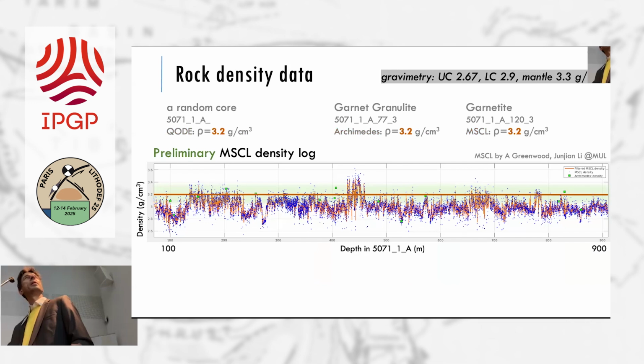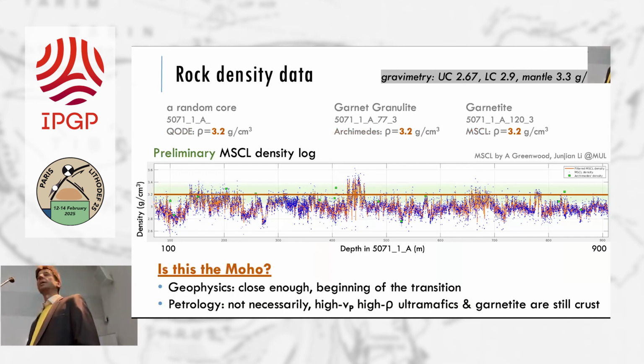And you see that beyond some uncertainty, we are between 3 and 3.2 grams per cubic centimeter density all across the lower crust. So people may ask, is this already part of the MOHO transition from lower crust to mantle? For the geophysicists in the project, the answer is yes, we are close enough. We are in the transition to the mantle. For the petrologists, not necessarily, because they can imagine a variety of high velocity, high density rocks, which could be ultramafics or garnetite, but not yet part of the mantle. So we have a discussion ongoing of how to interpret this data set.